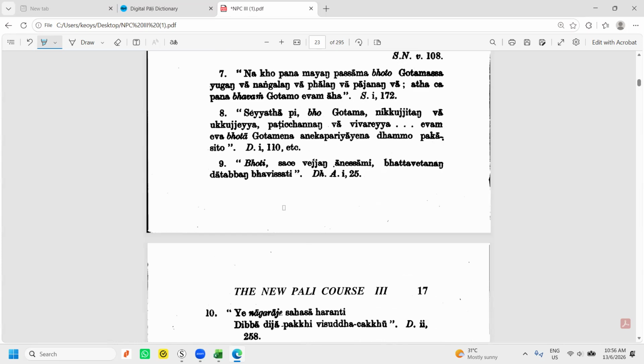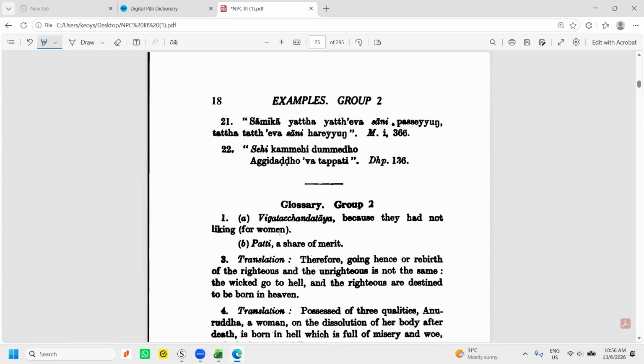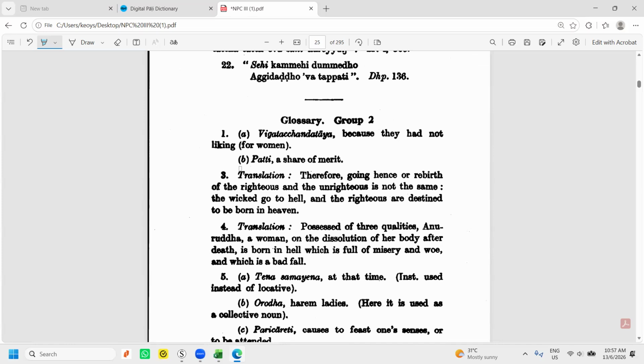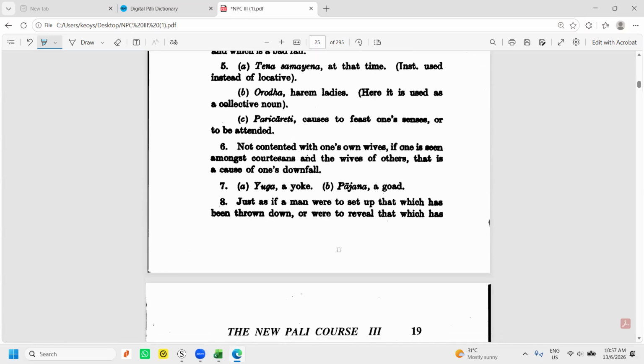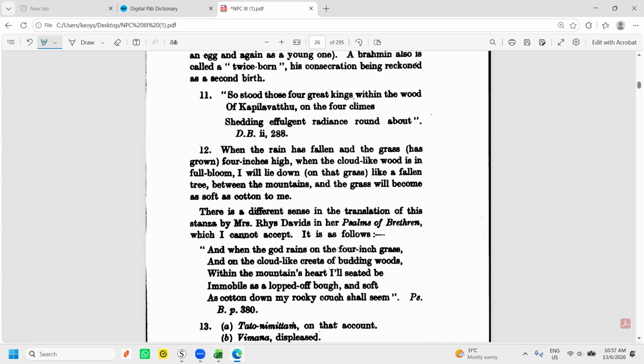Then you can see all this. Then what you do is you have to look at the glossary. Glossary means this word is translated as such, because they have no liking for women. If you see this word, it is going to be like that. Then the word "patti" means the sharing of merit. Sharing. So sometimes they give a translation, sometimes no translation. So that is how it goes. Understand? So the book, they don't give, like MPC 2, MPC 1, they have certain parts that give you a dictionary; the other things they don't give.